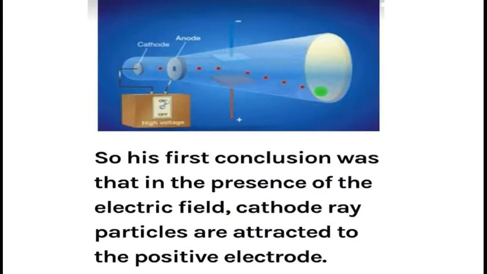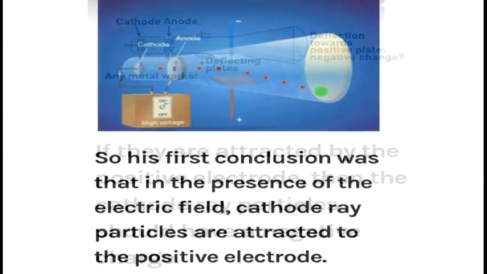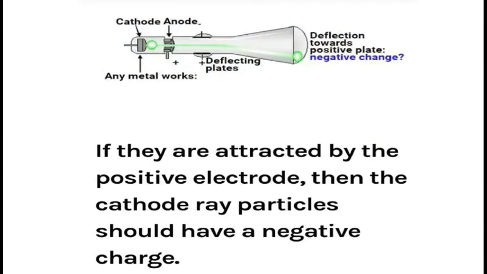So his first conclusion was that in the presence of the electric field, cathode ray particles are attracted to the positive electrode. If they are attracted by the positive electrode, then the cathode ray particles should have a negative charge. You know that like charges repel and unlike charges attract. So here the cathode ray particles are having negative charge, so it got attracted to the positive electrode.